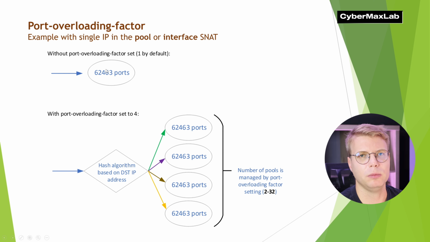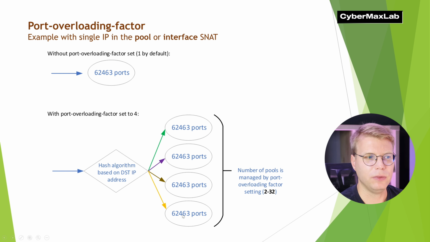And when a session is ready to be established, it just takes one port from the pool and is translated. In the example where the port overloading factor is set to 4, there are basically 4 copies, or 4 subpools, created containing all the available ports for that one IP address. Then there is also an additional step in the process: doing a certain hash operation on the destination address and selecting which pool this specific session will be using a port from.